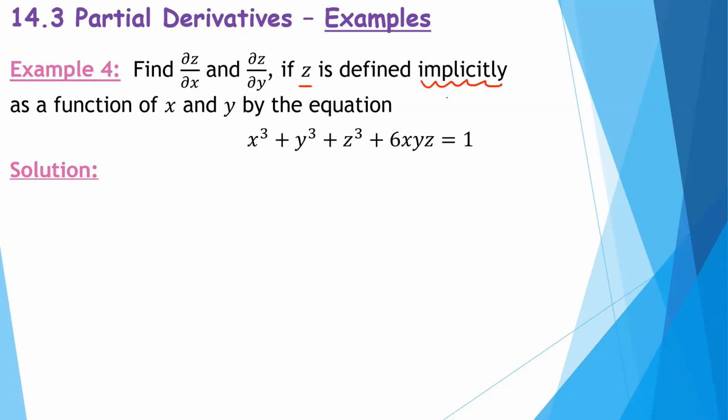In this video, we'll see how to calculate partial derivatives of a function z, which is defined implicitly as a function of x and y. What does it mean, defined implicitly? It means that we do not have an explicit expression of z. We cannot write z in terms of x and y. So z is a function of x and y, but the relation between z, x, and y is so complicated that we cannot isolate z.